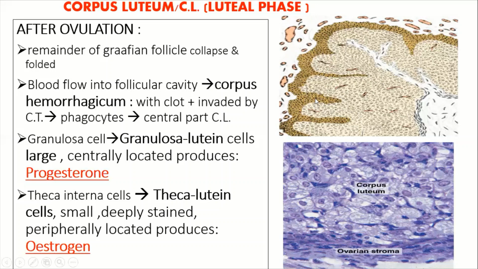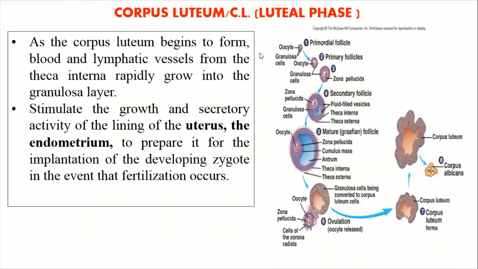Whereas the theca interna cells have deeply stained cytoplasm, are small in size and peripherally located, and are called theca lutein cells. They are comparatively smaller, more deeply stained, peripherally located cells derived from the cells of the theca interna. As the corpus luteum begins to form, blood and lymphatic vessels from the theca interna rapidly grow into these layers, and a rich vascular network is formed. The corpus luteum also affects the growth of the uterus and its endometrium, which we'll see later on.